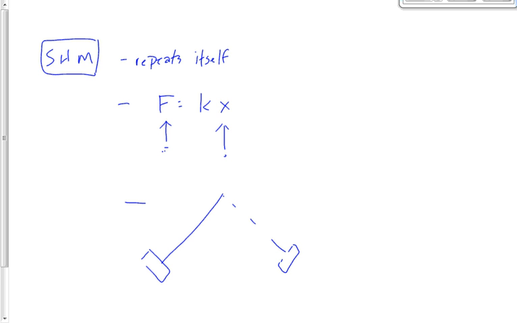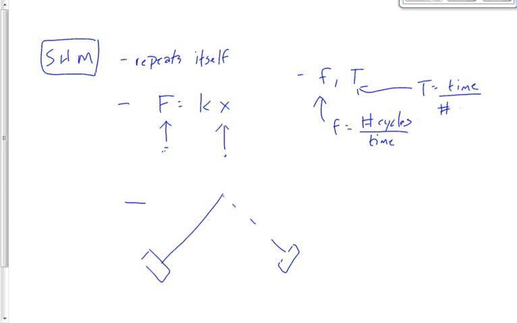In the context of simple harmonic motion, we looked at two more terms, f and T, frequency and period. Now, we've seen both of these before in the context of circular motion. In the context of simple harmonic motion, the definitions are slightly different. Instead of the number of revolutions per second, frequency would be the number of cycles per second, the number of to and fro, back and forth motions per second. Period would be the exact opposite. It would be how much time it took for one cycle, or time over the number of cycles.